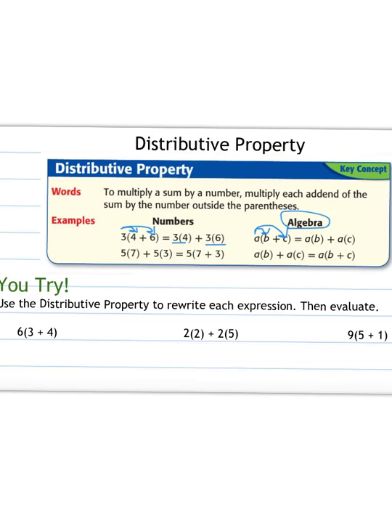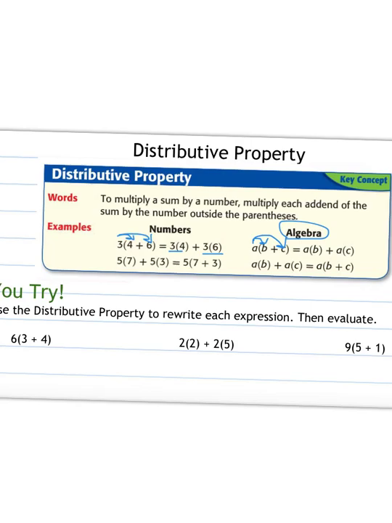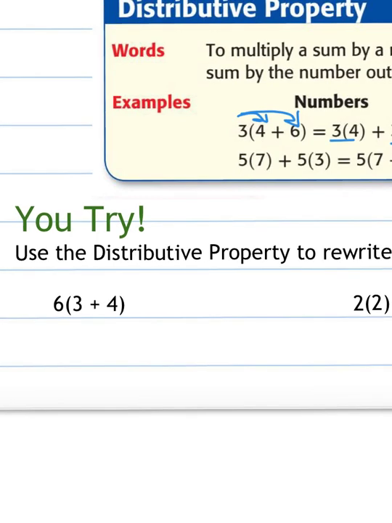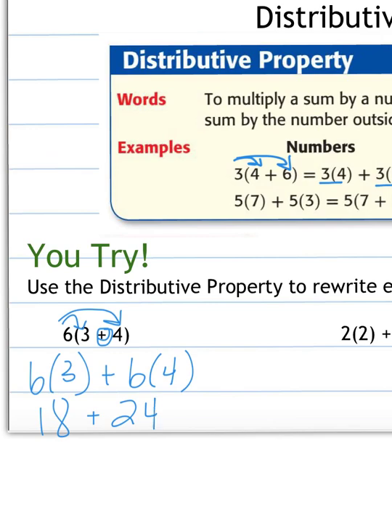All right, so here's some examples we're going to try. If you can try them on your own, go ahead. Otherwise, follow along with me. It says use the distributive property to rewrite each expression and then evaluate or solve it. So starting here, we take the 6, multiply it to both things inside the parenthesis. So first we take 6 times 3, and we do want to show each of our steps here. And we are adding, because our problem here is adding, 6 times 4. Now we can evaluate or solve. 6 times 3 is 18. 6 times 4 is 24. Okay. 18 plus 24 gives us an answer of 42.